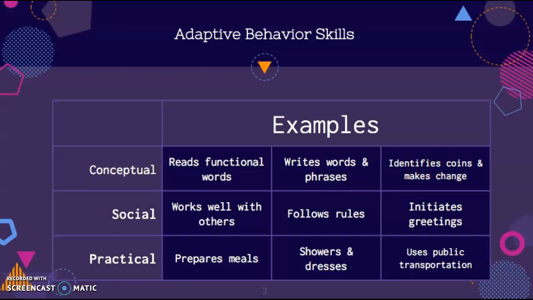Students may need to read functional words, write words or phrases, identify coins, make change. Social adaptive behavior skills include: are they able to work well with others? Do they follow classroom rules? Do they initiate greetings? Practical skills include preparing meals, showering or dressing, or if you are an early childhood student, they might need the skills to be able to even just put on their coat, tie their shoes. These are all adaptive behavior skills that are needed to function in our classroom or even in the world.